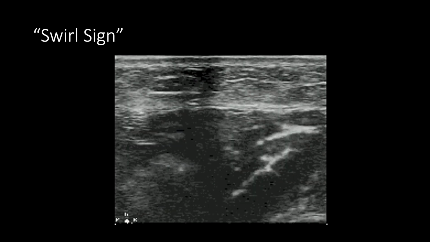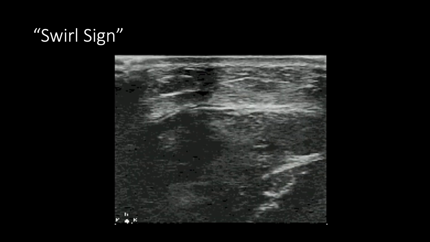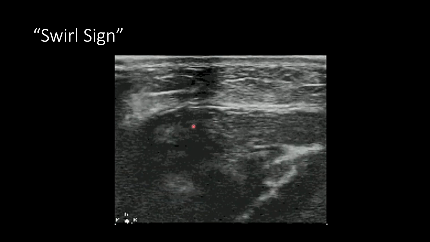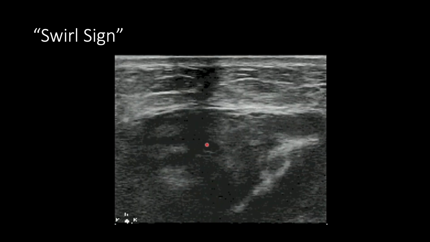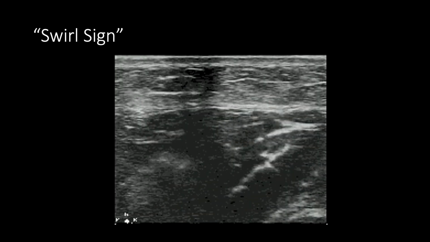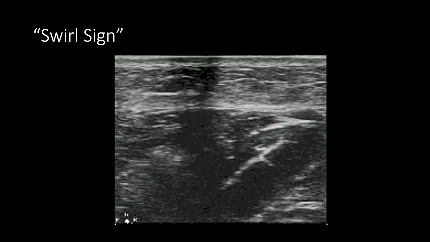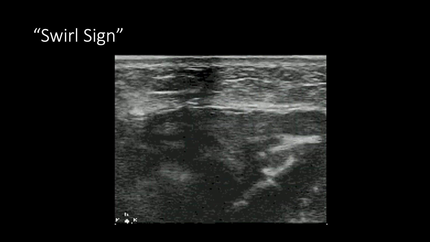So this clip, which isn't the greatest quality, I admit, it does at least demonstrate that with compression, you can see these structures sort of swirling around like a laundry machine. And the fluid inside the abscess being mobile is a great example of the swirl sign that makes an abscess much more likely on your diagnosis.